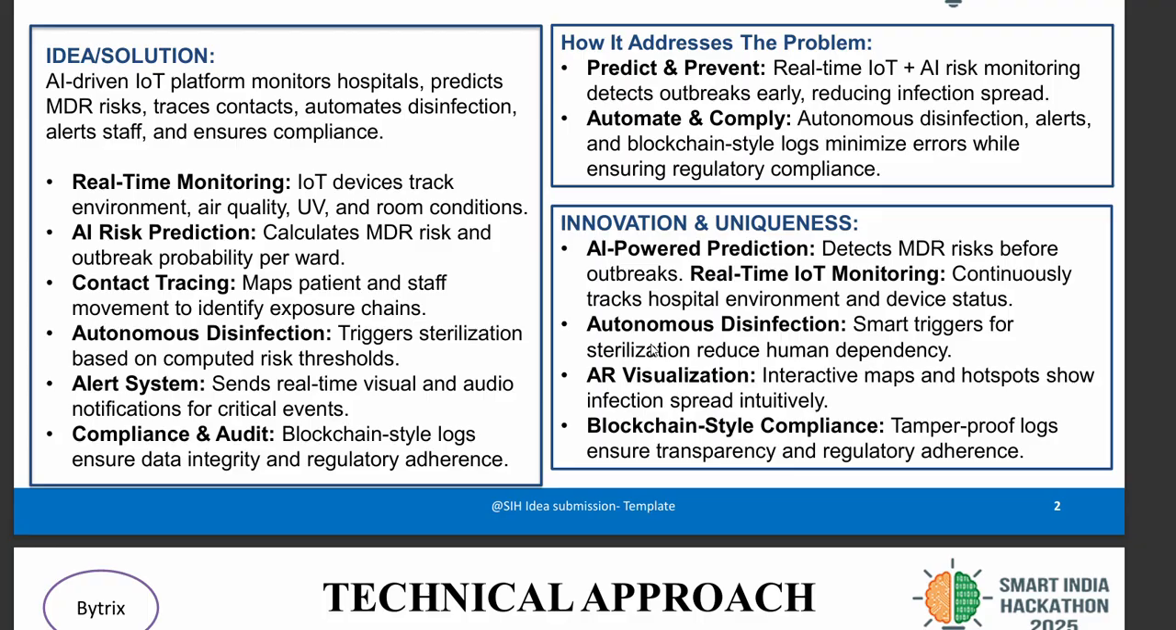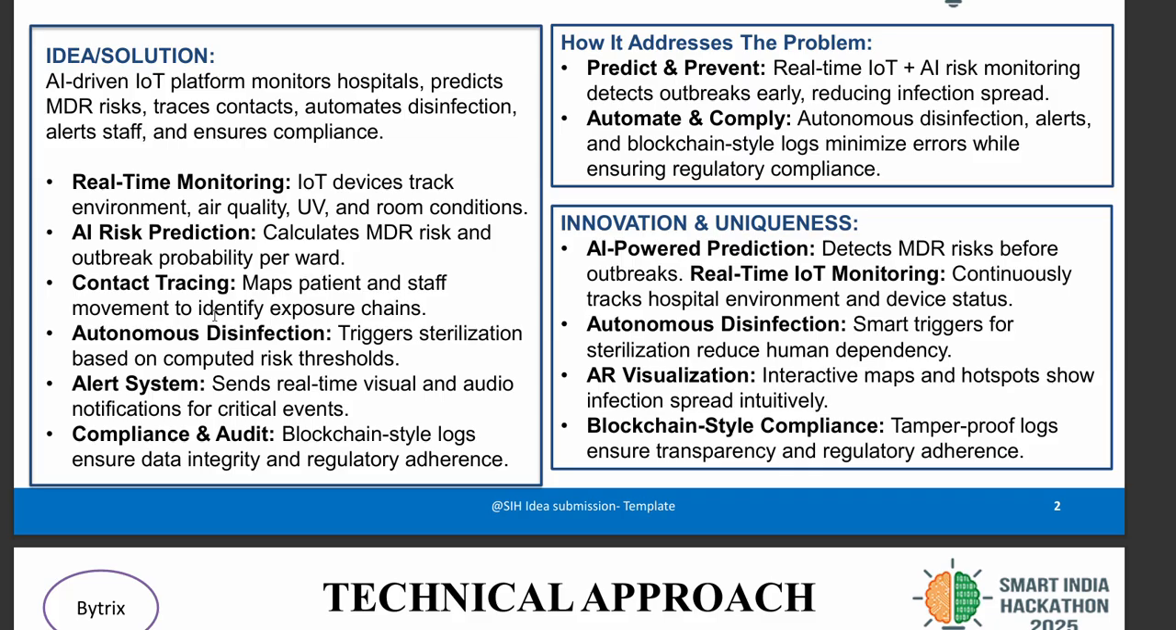It works based on real-time monitoring. IoT devices track temperature, humidity, air quality, and UV exposure across the hospital rooms. The second one is AI risk prediction. The system analyzes the sensor and patient data to calculate infection risk and outbreak probability per ward and per ICU in the hospital.